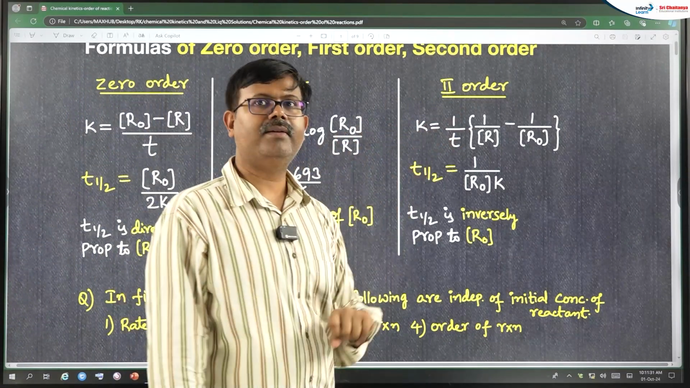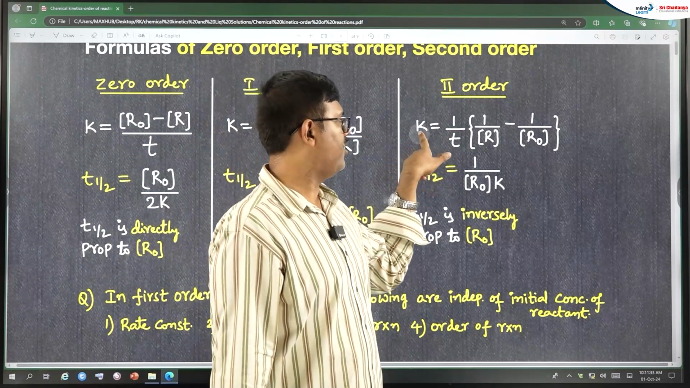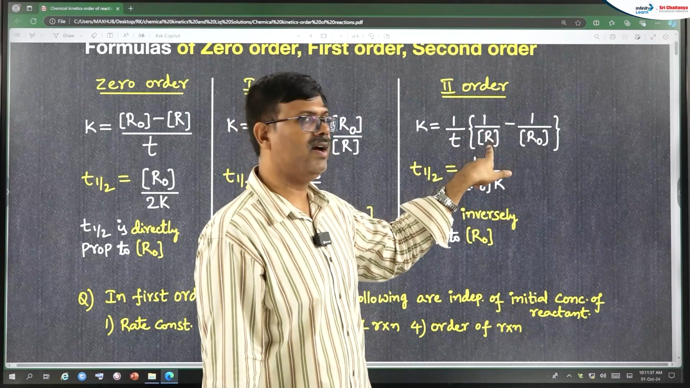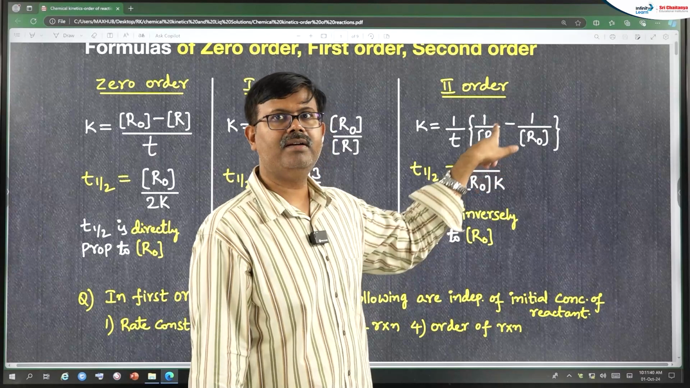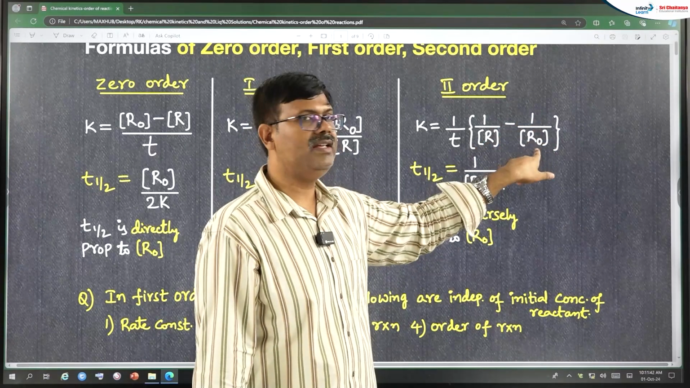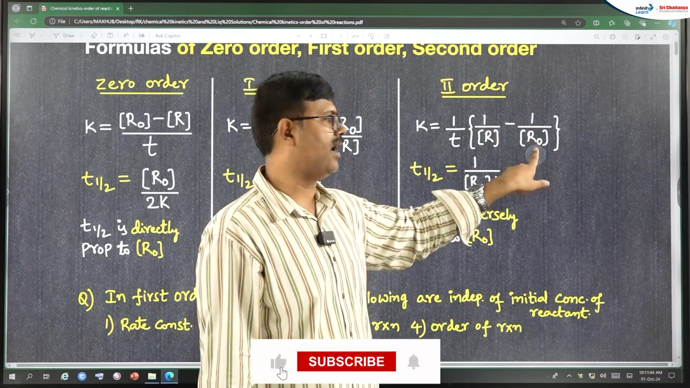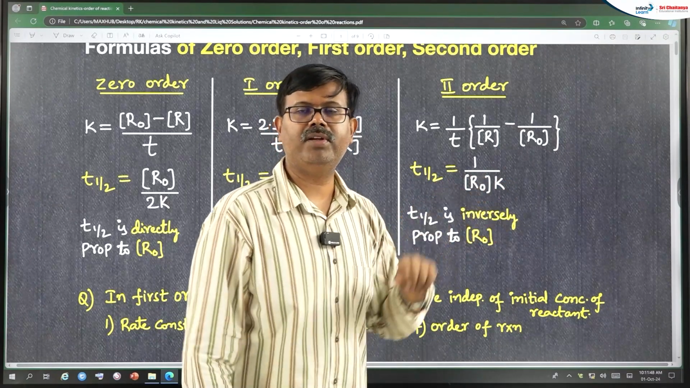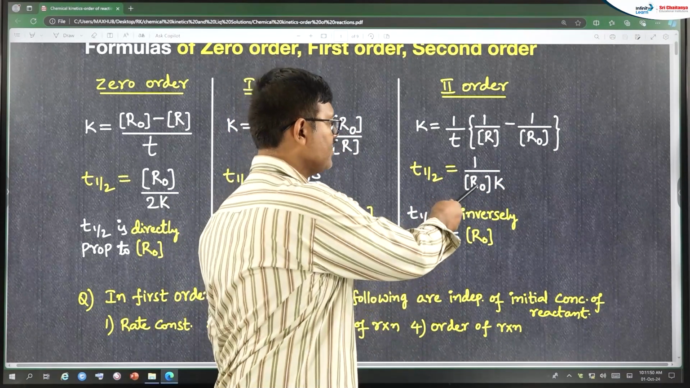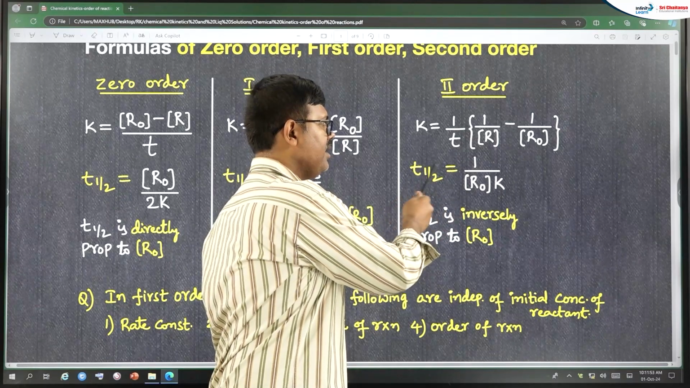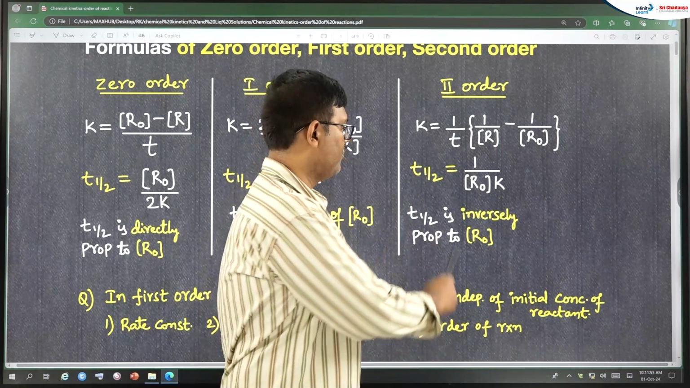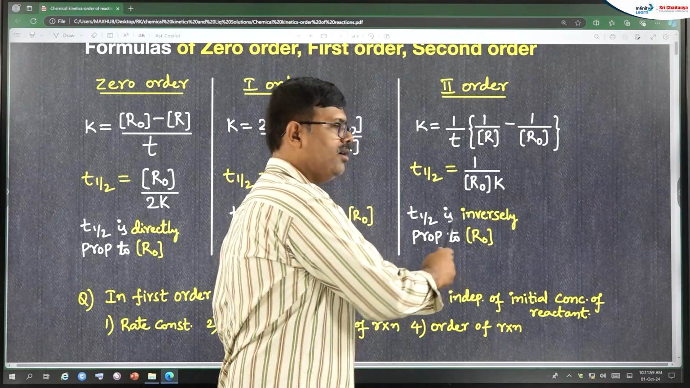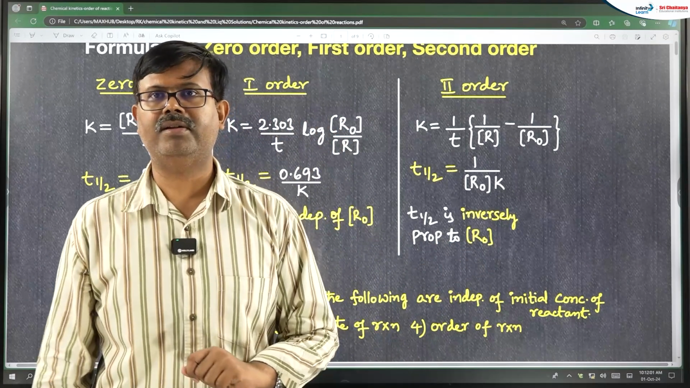In second order, the rate constant formula is 1 by time into 1 by final concentration of reactant minus 1 by initial concentration of reactant. Similarly, half-life is 1 by R naught into K. So here initial concentration and half-life are inversely related. That's why we have written here that half-life is inversely proportional to initial concentration.